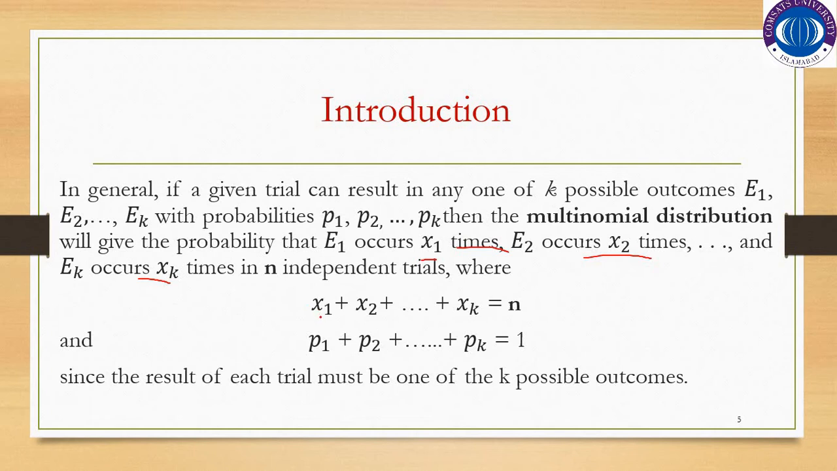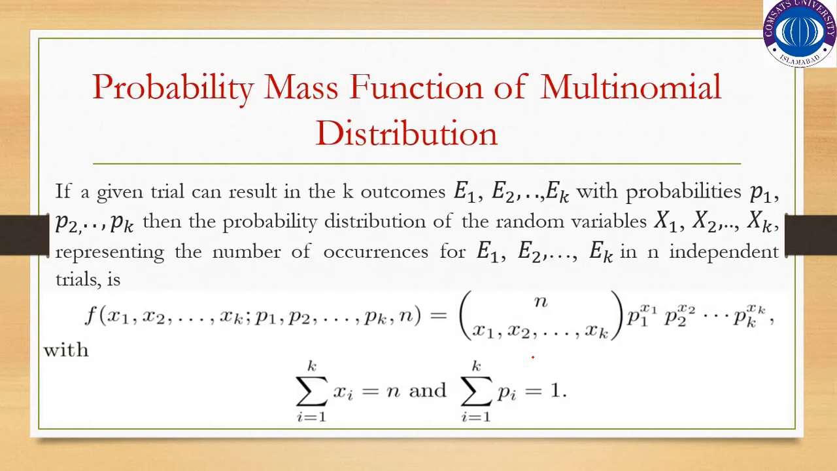So x1 is the number of times E1 occurs, x2 is the number of times E2 occurs. When we sum up all these, it will be equal to small n, which is the number of trials. And as we know, total probability is always 1. In the case of binomial, we have two possible outcomes p and q, and we know that p plus q will be equal to 1. So in the case of multinomial, we have P1, P2 till Pk. When we sum up, it will give us the probability 1, since the result of each trial must be one of the k possible outcomes.